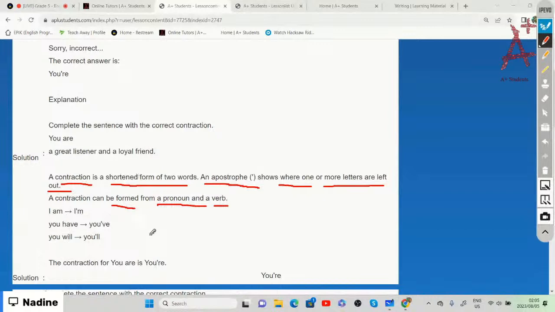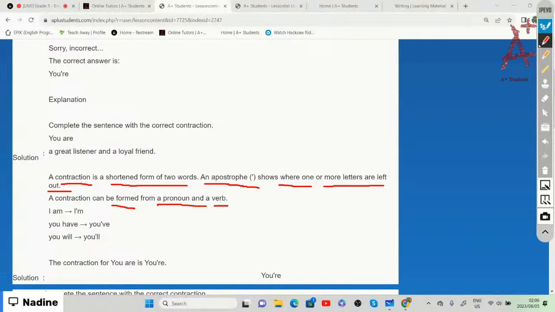Then you have you have. Instead of saying you have, you can write it as a contraction, which is shortening the two words with an apostrophe, right? So we can say you've instead of you have. Then we have you will. Instead of saying you will, we can say you'll, right? So you'll is you, apostrophe, and double L.